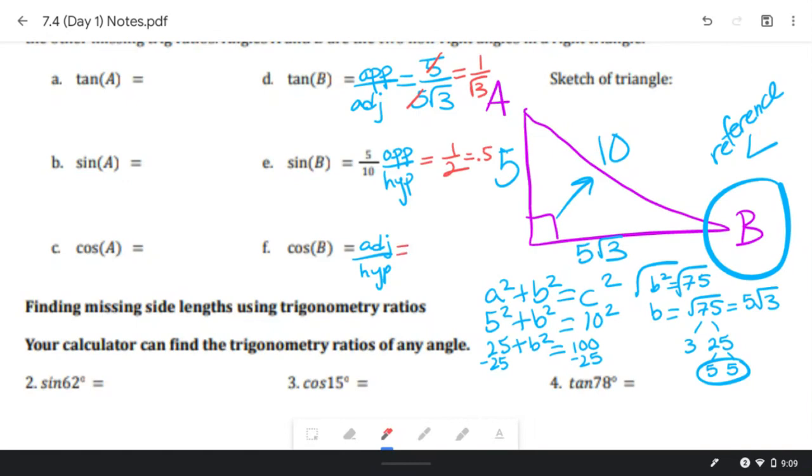Cosine of B, so that's going to be adjacent. So what's adjacent to B is 5 root 3. And then what's the hypotenuse? Well, that's 10. And 5 over 10 does reduce, just like it did for sine, to 1/2. So I get square root of 3 over 2.